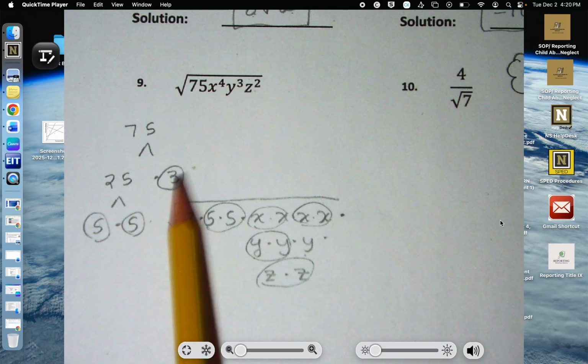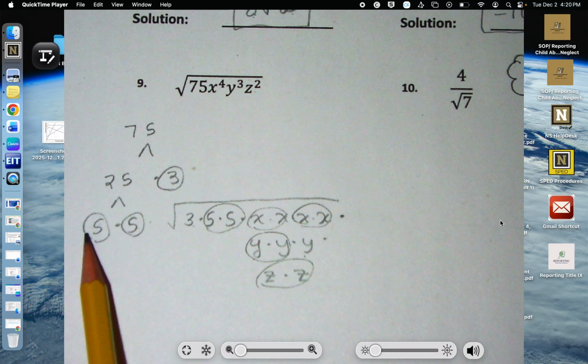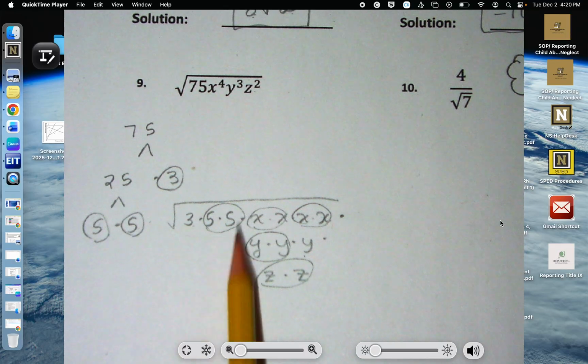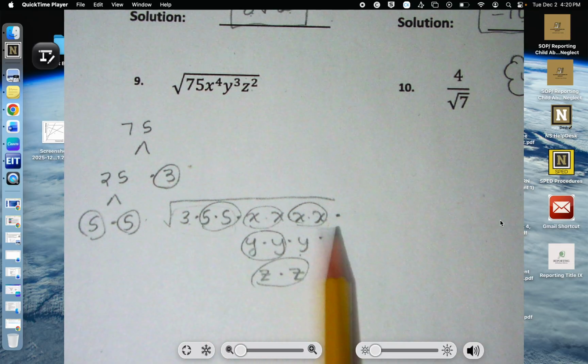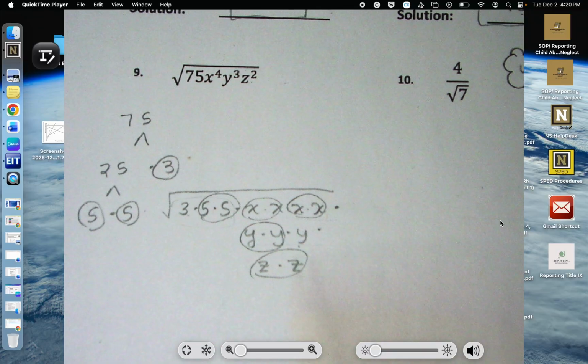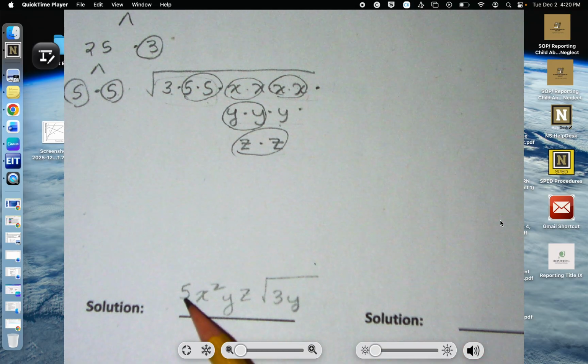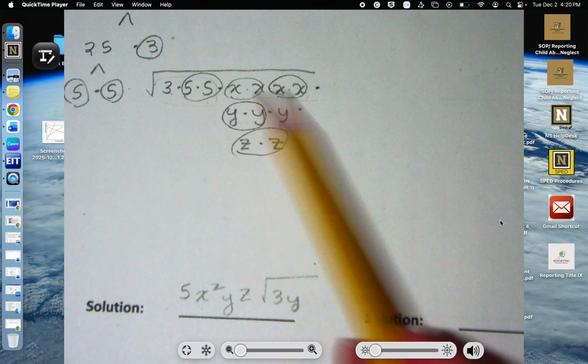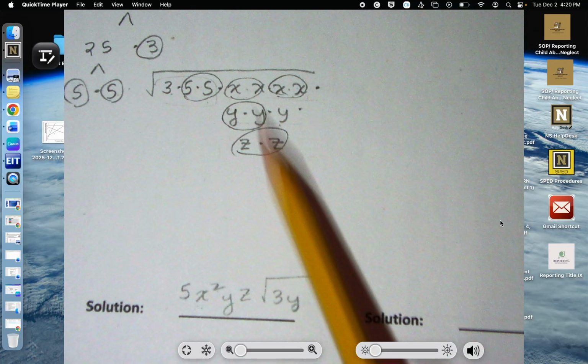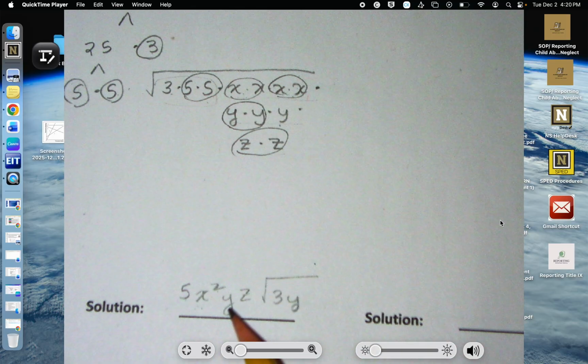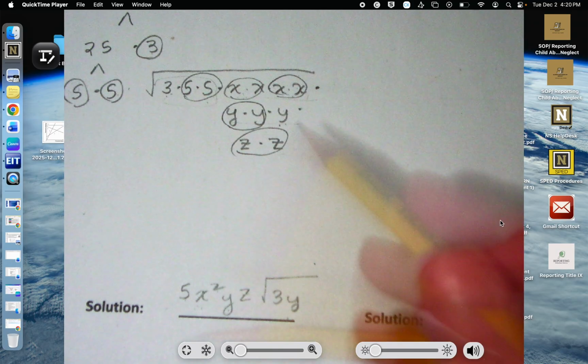So I did the 75, I got the 3 times 5 times 5. I put those values, I expanded all the x's, all the y's, and the z's, which led me to bring out the single 5. I have x squared because I could take 2 x's out, a y, and a single z, and then I was left with the 3 and the y underneath the radical.